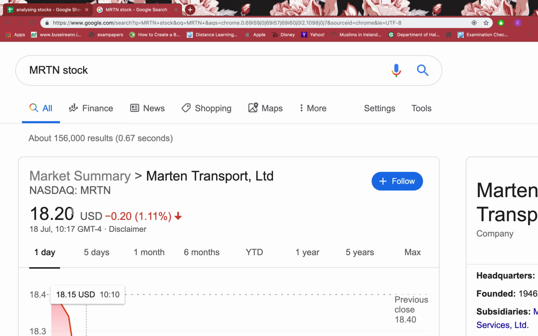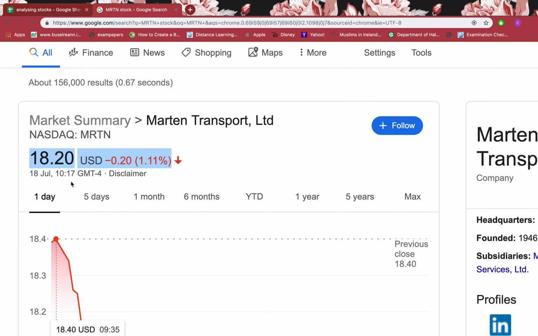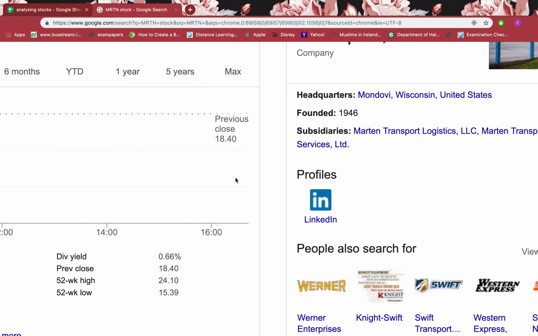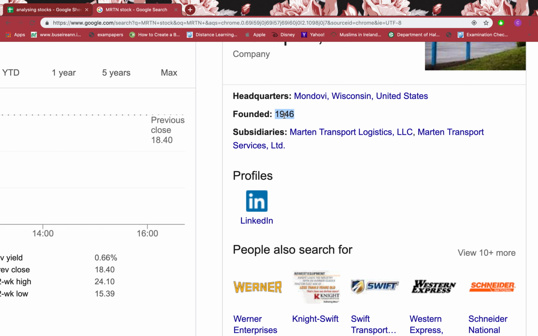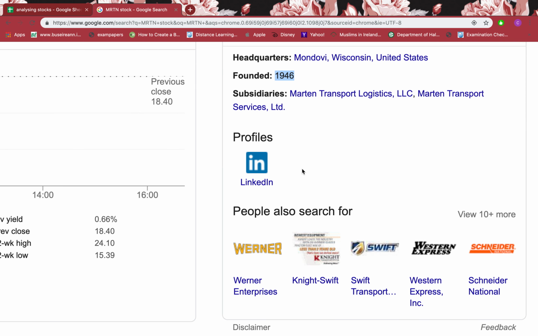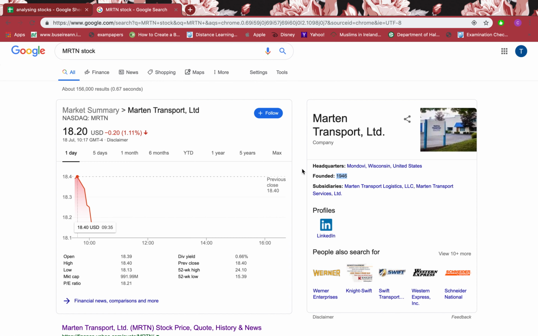And this is the amount from Google. That means that if I buy the stock right now, I have to pay 18.20 US dollars per stock. And you can see it was founded in 1946. And okay, what else? So I'll just copy that exactly.